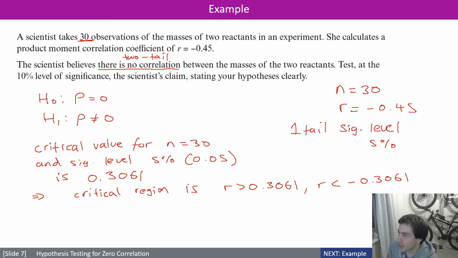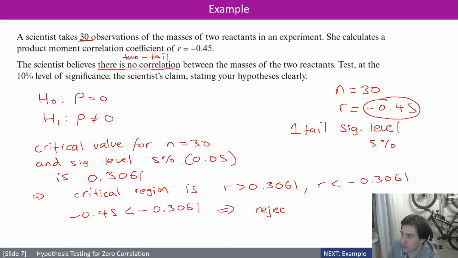Then we look at our observed value, which is -0.45. Well, that's even more extreme. That's less than -0.3061. So therefore we reject H0, because that's a significant correlation, -0.45. It's a significant negative correlation.